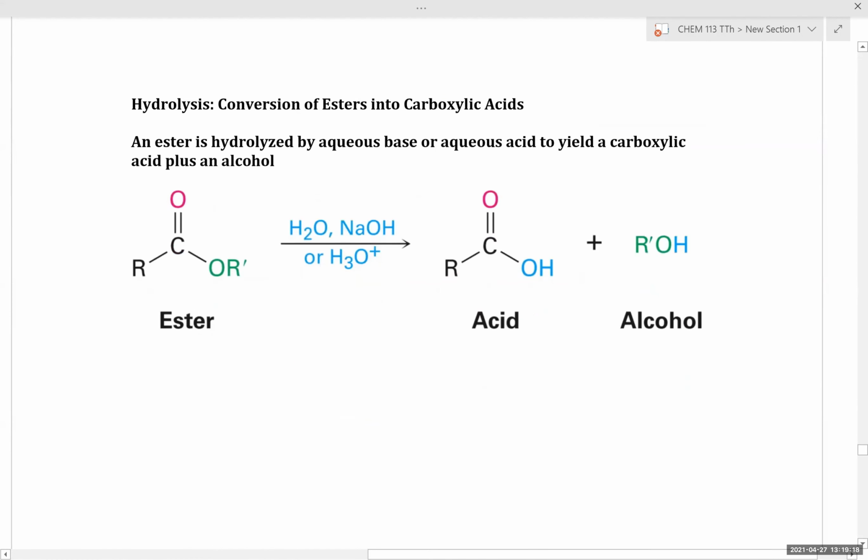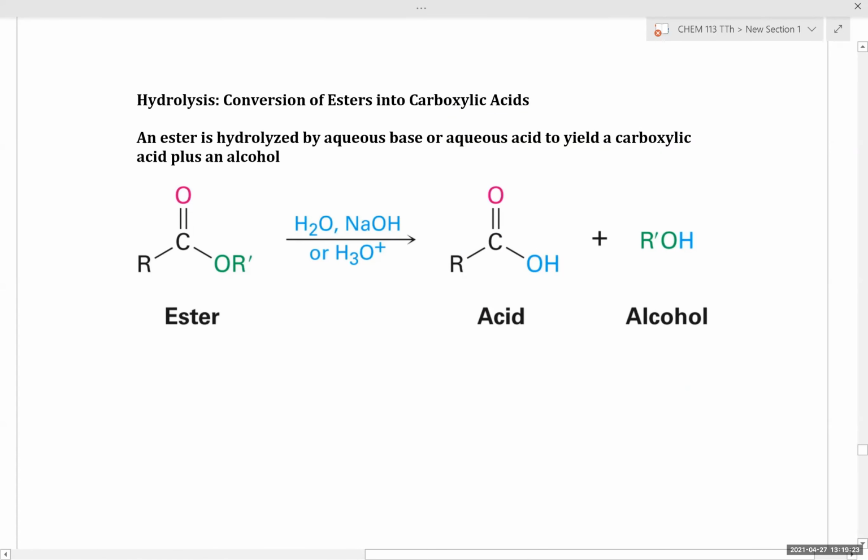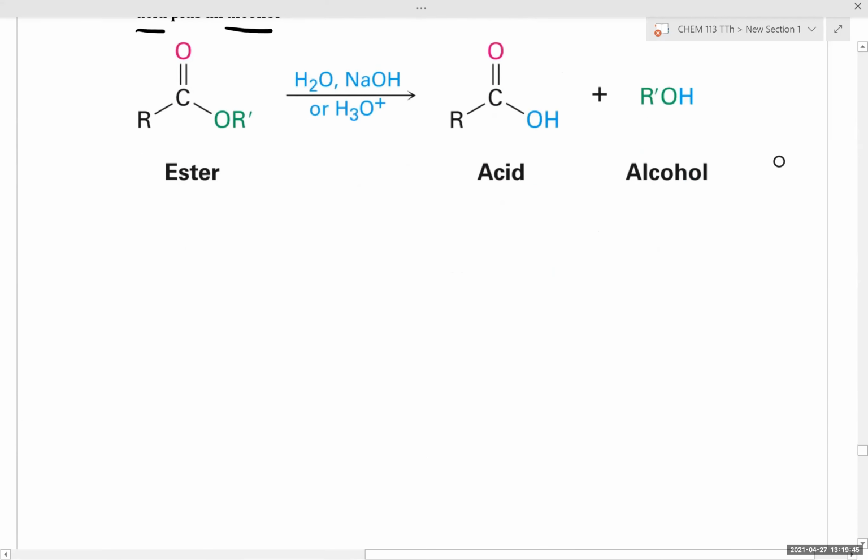And let's talk about the counterpart to esterification, which is hydrolysis. As we talked about in the Fischer esterification, if you use an excess of water under acidic conditions, an ester can be hydrolyzed under aqueous acidic conditions to yield a carboxylic acid plus an alcohol. You can also use strongly basic conditions, and we'll show the mechanisms for each. Let's start off with the acidic conditions.